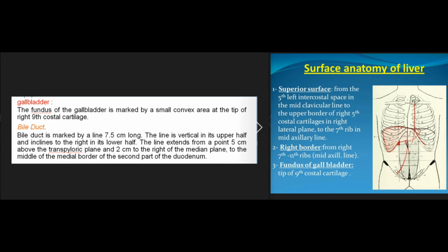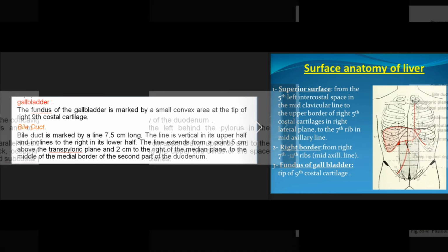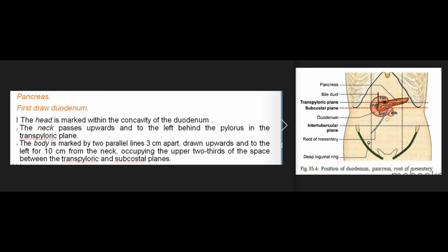Bile duct. The bile duct is marked by a line 7.5 cm long. The line is vertical in its upper half and inclines to the right in its lower half. The line extends from a point 0.5 cm above the transpyloric plane and 2 cm to the right of the median plane, to the middle of the medial border of the second part of the duodenum.